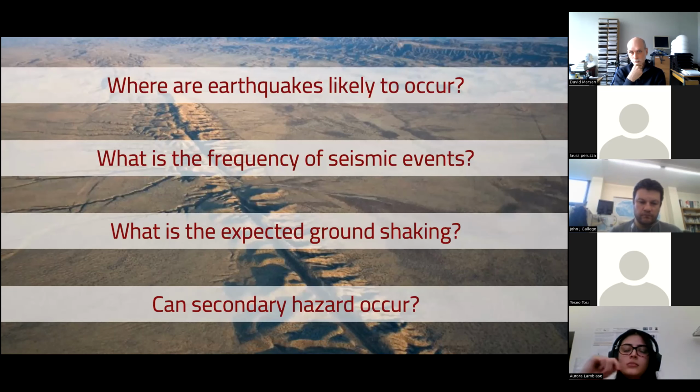With the seismic hazard, at least from the risk perspective, usually these are the questions that we're trying to address. Where should I expect earthquakes? What is their likelihood? What is the expected ground shaking, as we've seen, for example, on the previous presentation? And more, because of some climate change effects, secondary hazards are becoming extremely important.